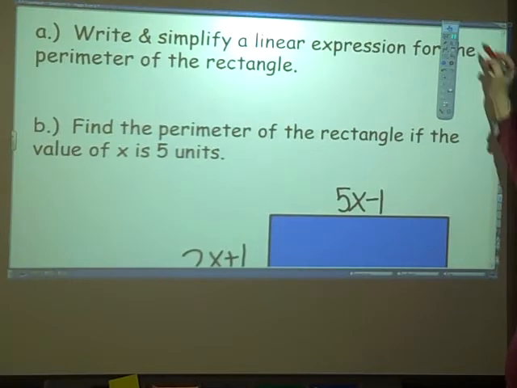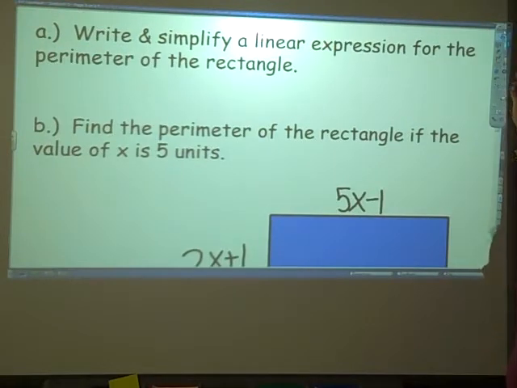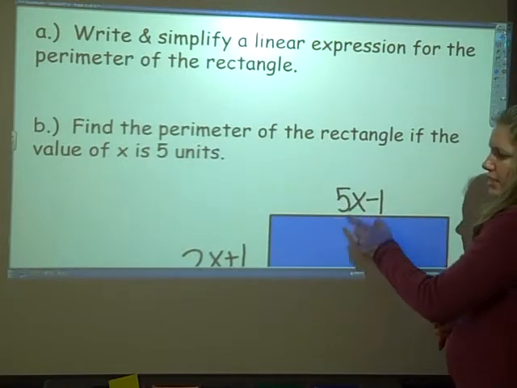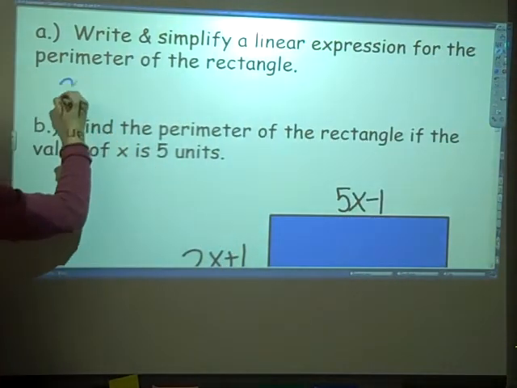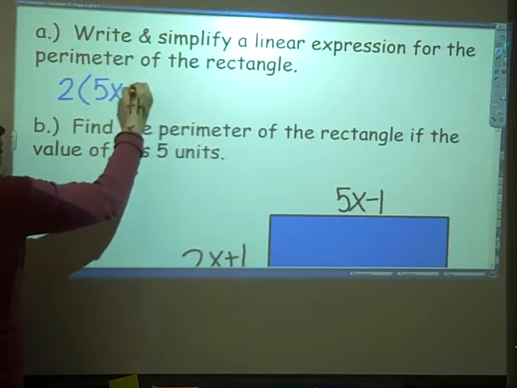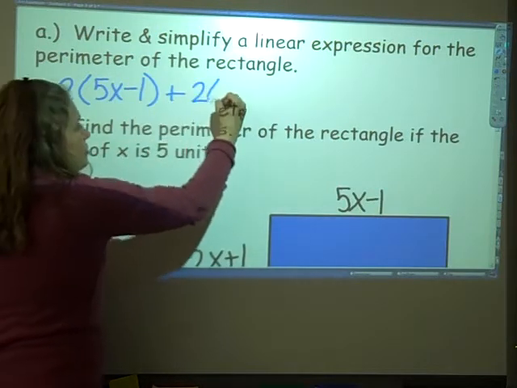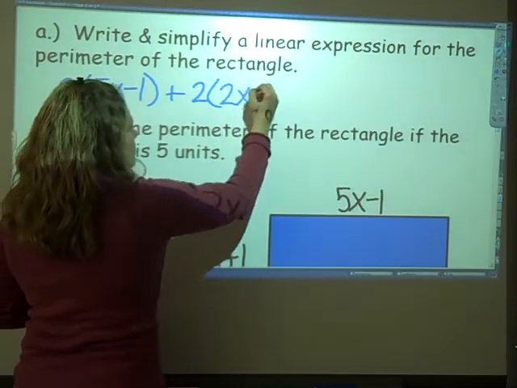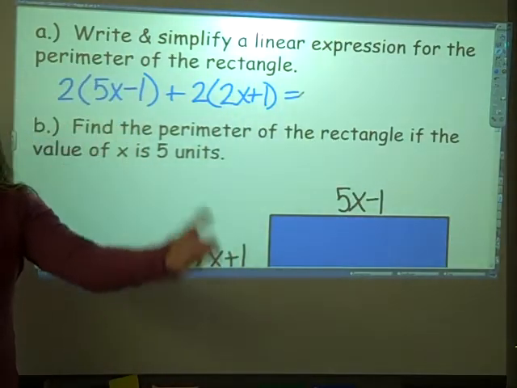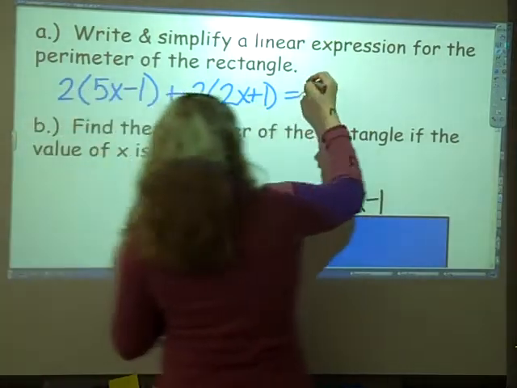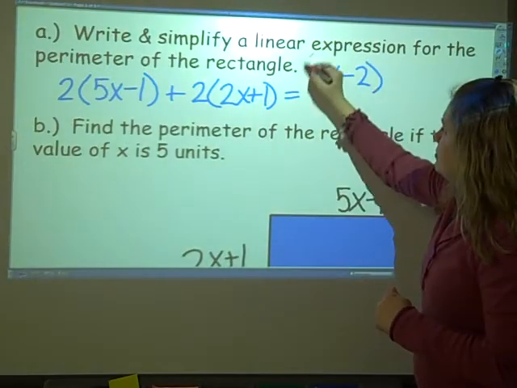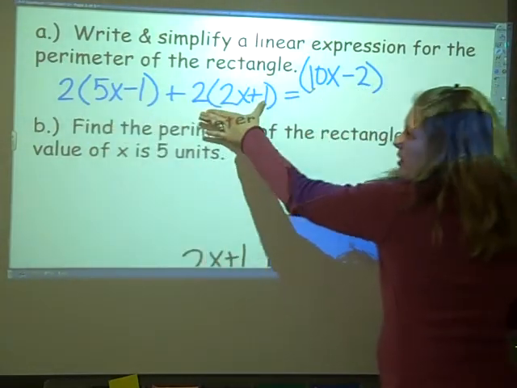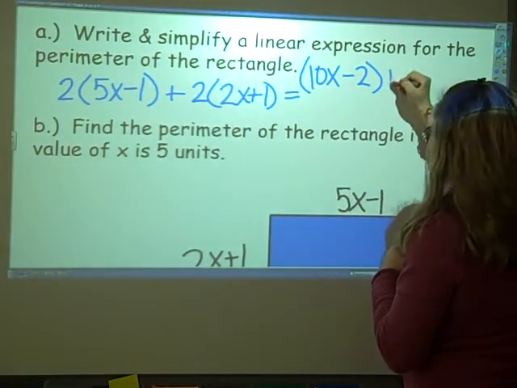Write and simplify a linear expression for the perimeter of the rectangle, which means I want to add everything all the way around. Now, that means you have 2 of this side and 2 of this side. So I'm going to use the distributive property to help me out with this. 2 times 5x minus 1 plus 2 times this 2x plus 1. Then I'm going to distribute. 2 times 5x is 10x. 2 times a minus 1 is a minus 2. That's what this will be. This side will be 4x plus 2.